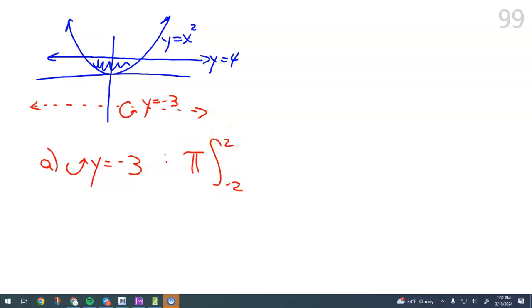So, set up our normal stuff. Negative 2 to 2. I'm going to have the farther top minus bottom squared minus the closer top minus bottom squared. And all this is the big circle minus the small circle.